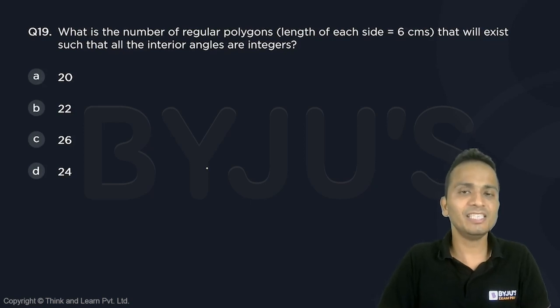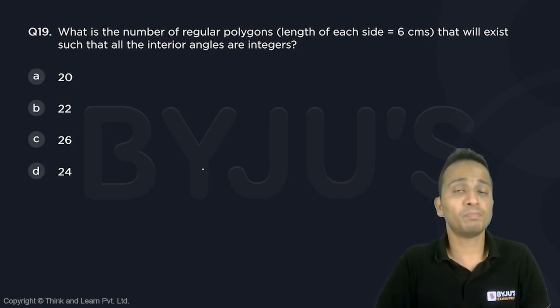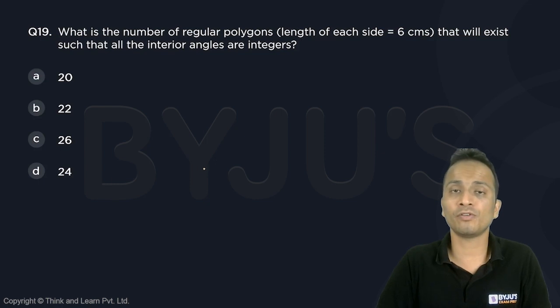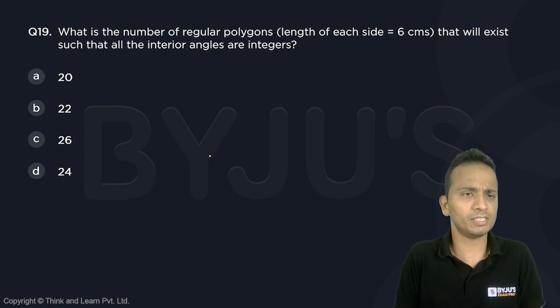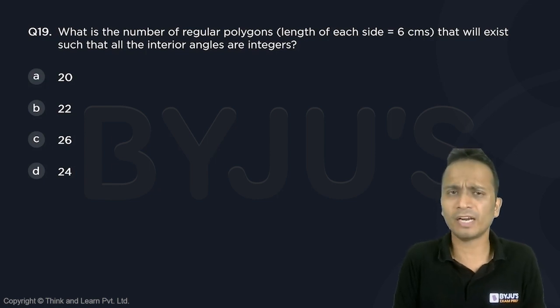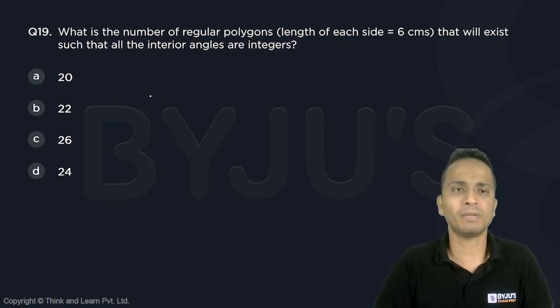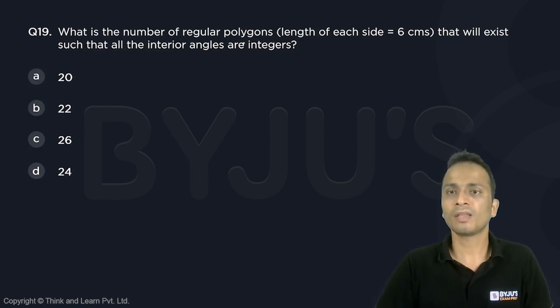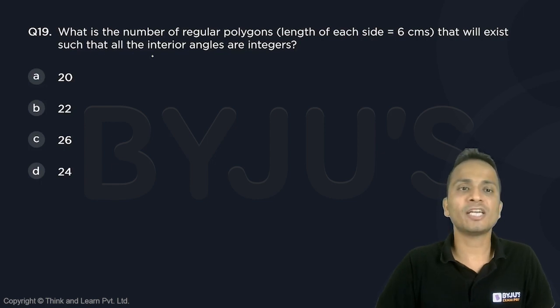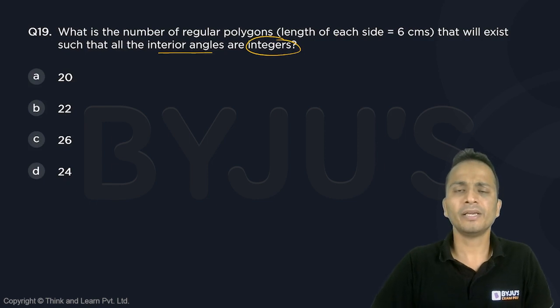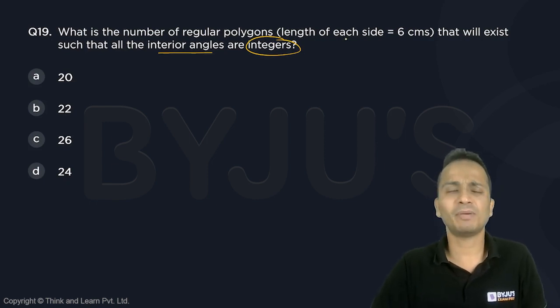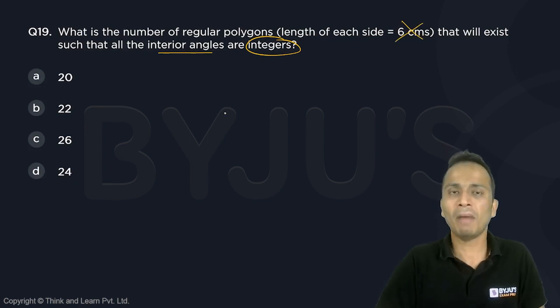Now, question number 19 involves the logic of polygons as well as the logic of number systems. In number systems, you have done a concept in which we calculate the number of factors. So, the same logic will be applied here. Now, here we have to find out the number of regular polygons that will exist such that all the interior angles are integers. Here the length of each side is given, but this information is actually not relevant. So whatever be the length, it does not matter at all.